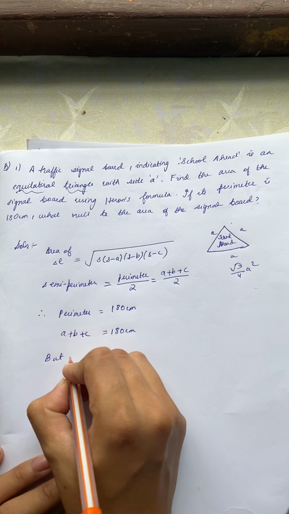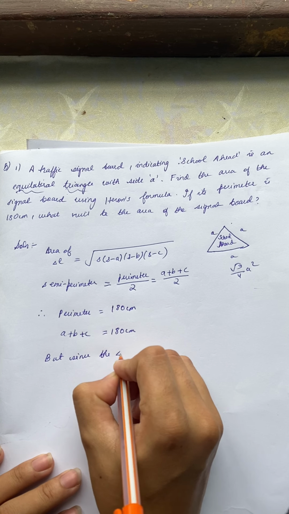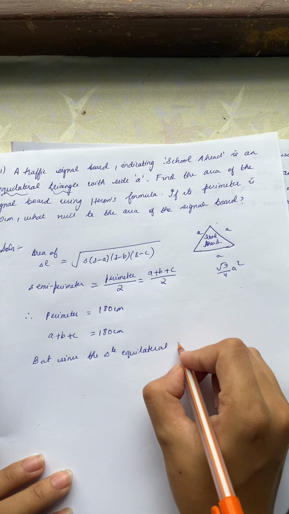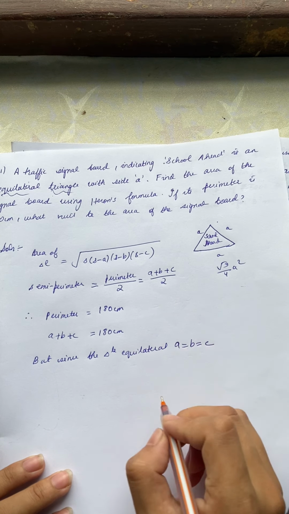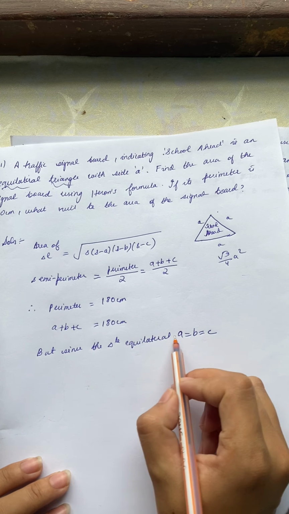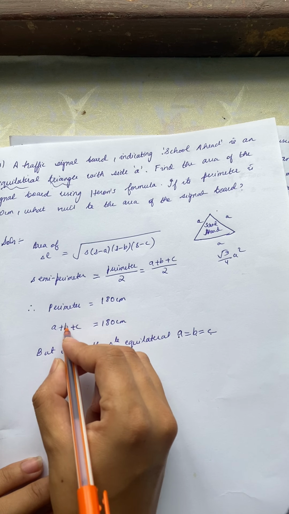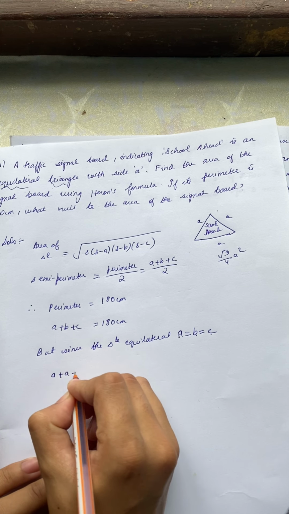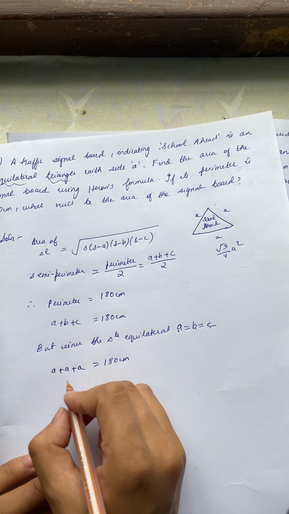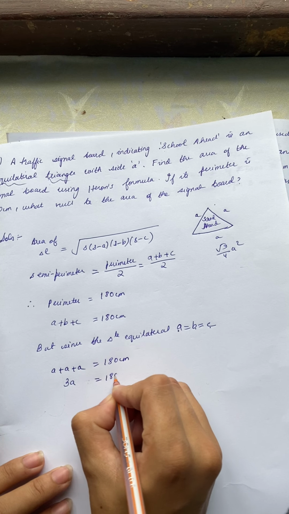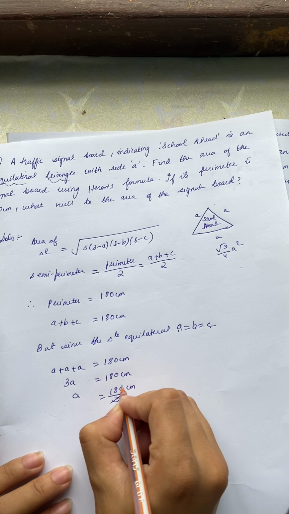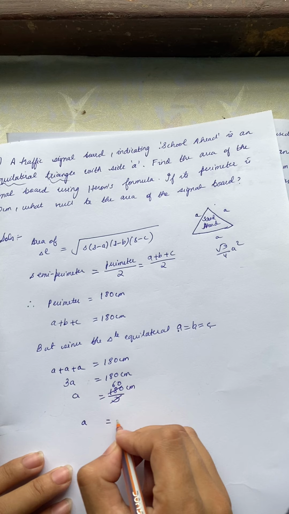But since the triangle is equilateral, remember all the sides are the same. That means side a equals b equals c, all with the same measurement. So I'll write a instead of b and c: a plus a plus a equals 180 centimeter. So a plus a plus a is 3a, which is 180 centimeter. Now a is 180 centimeter by 3, so a equals 60.